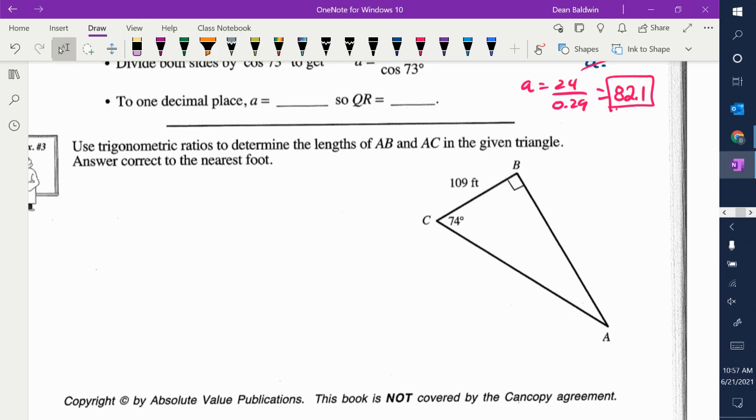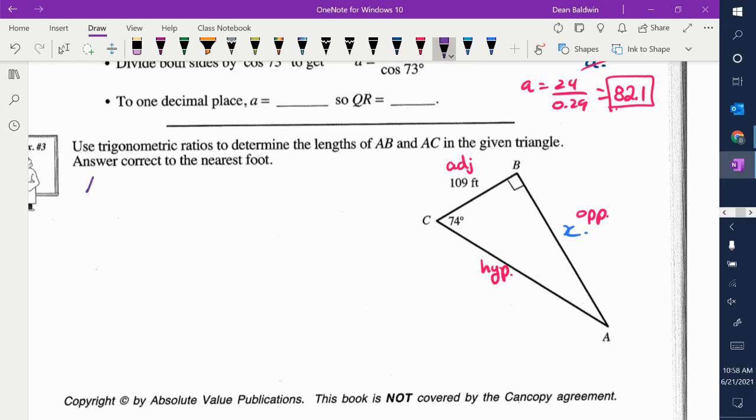All right, right triangle. I want to find the length of AB. What do you want to find first, AB or AC? It doesn't matter. You want to find this side or this side? All right, AB it is. So we'll just call this X. Okay, here's our angle. Label all the sides. What is side X? Opposite. 109 is the adjacent, and this is the hypotenuse.